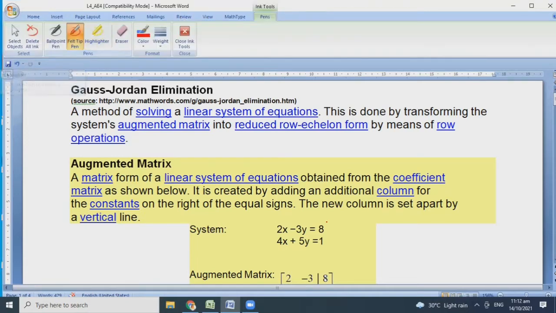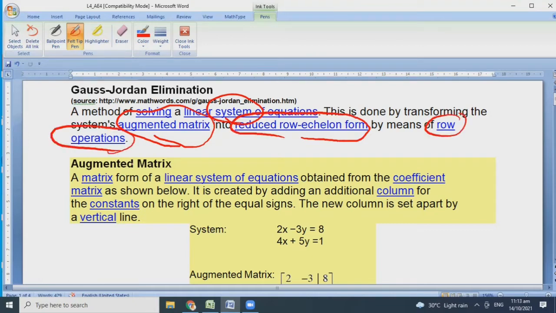So in here, you may see the following terms. We have linear system of equations. We know a system is a group of equations or inequalities. Okay? And then augmented matrix. Another term here, we have reduced row echelon form or RREF, and we have row operations. What are these?